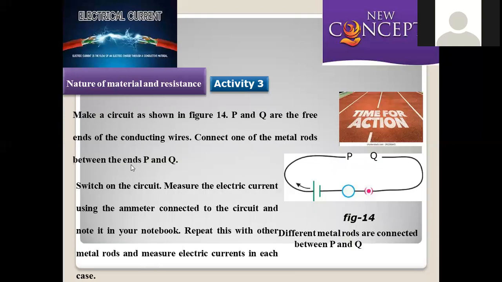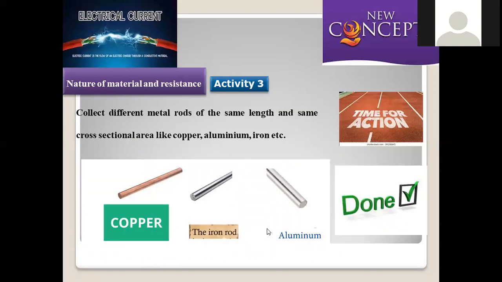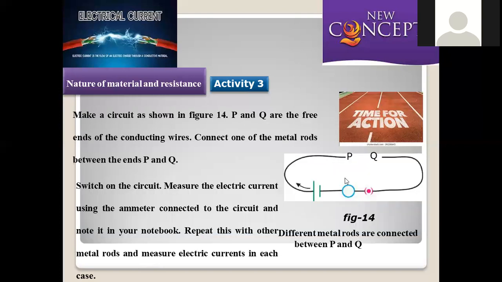Connect one of the metal rods between the ends P and Q. Among these 3, you may take either copper, iron, or aluminum as the conducting material and place it between the P and Q points. Switch on the circuit. The circuit is now active. Measure the electrical current using a meter connected to the circuit and note down your readings in the notebook.